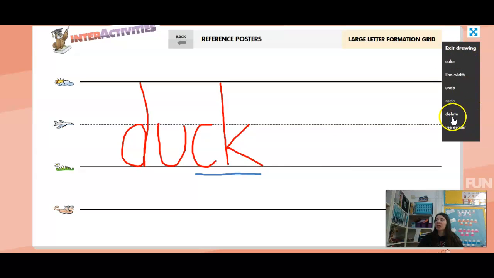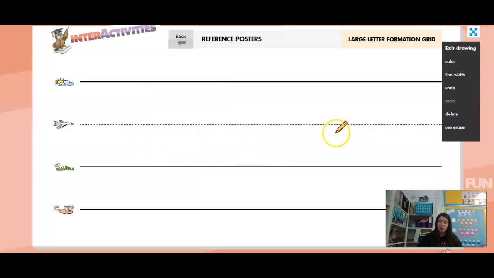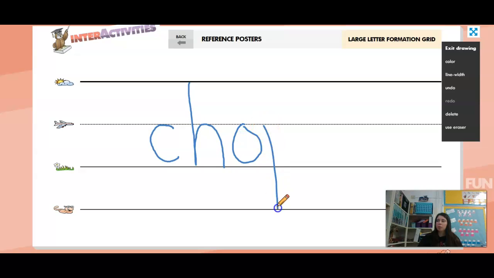Okay? If I have the word chop, let's write the word chop. I have C, H, O, P. And if I tapped out this word, that CH digraph, those 2 letters together make the ch sound for chop. You're doing a great job, first grade.